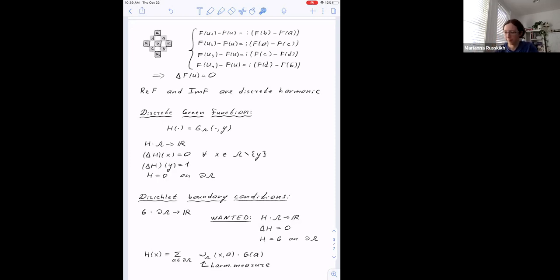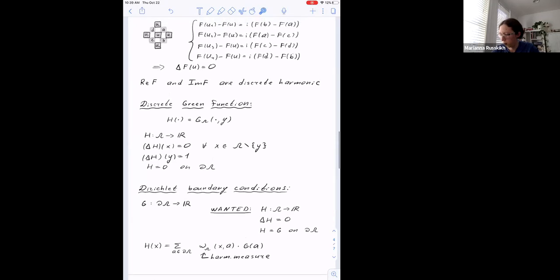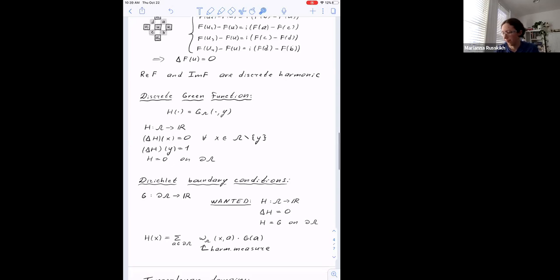And for discrete harmonic functions on the square lattice, with the choice of discrete Laplacian as we discussed, one can easily prove that, let's say, the Green function converges to its continuous counterpart. So the discrete Green function indeed converges to the continuous Green function.